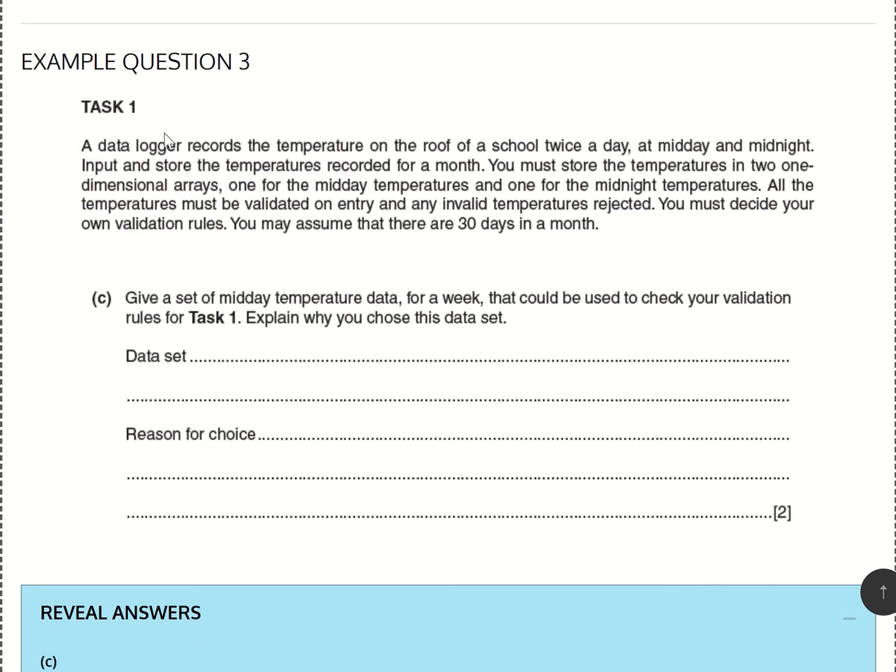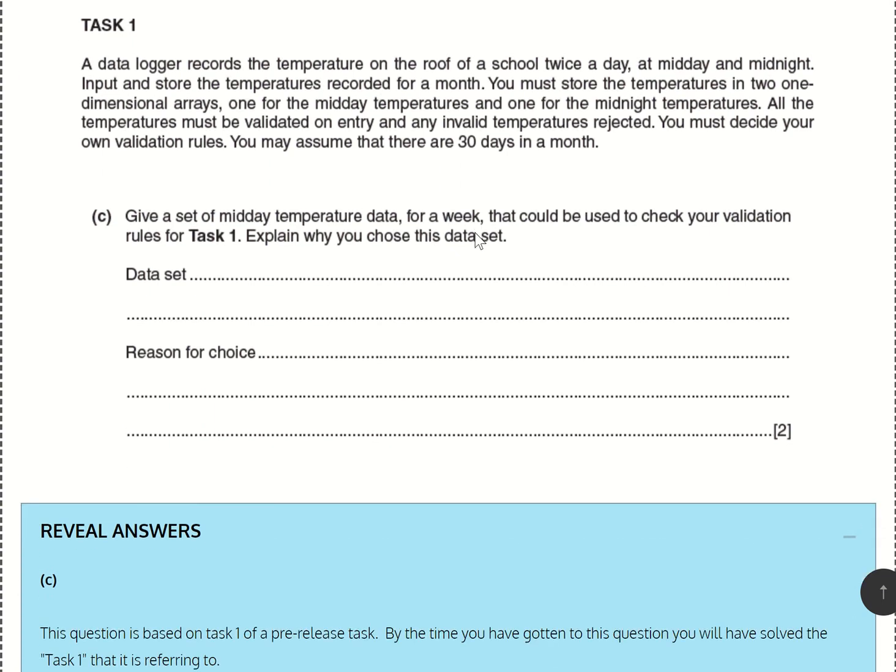For this question, a data logger records the temperature twice a day on the roof of the school, once at midday and once at midnight. The temperatures are recorded for a month, and you must store the temperatures in two one-dimensional arrays, one for the midday and one for the midnight temperatures. All the temperatures must be validated on entry, and any invalid temperatures must be rejected. We make our own validation rules. We assume that there are 30 days in a month.